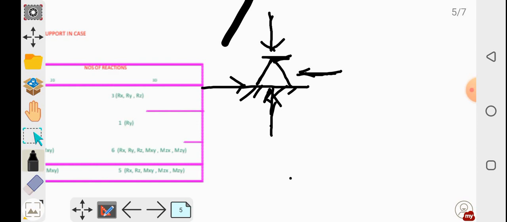If this support is subjecting some external bending like this, our hinge support has the property that it will permit the bending of this support, so there will be no resistance toward the external bending moments, and so there will be no reaction toward the bending moment. So there will be only two support reactions, one in horizontal direction, one in vertical direction, as I have mentioned here.